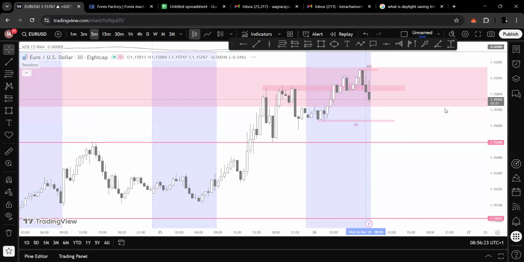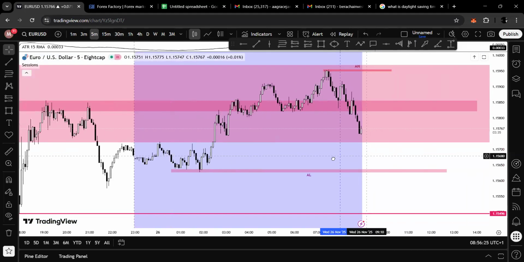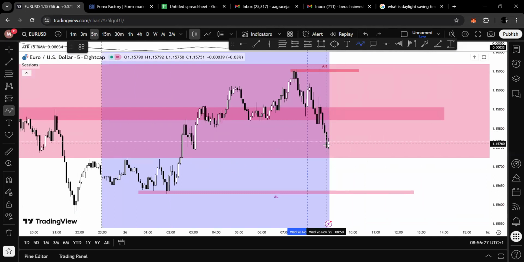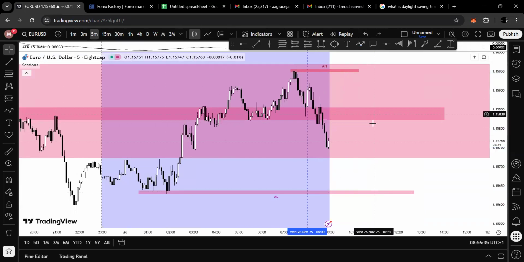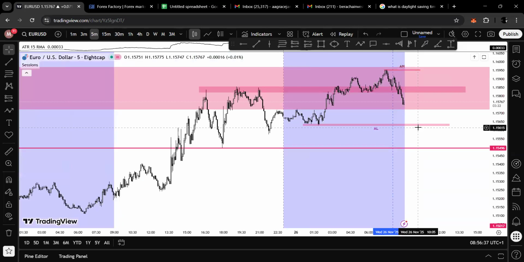The only thing I'm going to wait for is price to come and take all these people out here, and then I'm going to sell. But if it does not do that, there is no trade for today. Even this buy, I cannot buy at the Asian low because we don't use the Asian low alone. We use the Asian low as the bait for whatever we want to do.